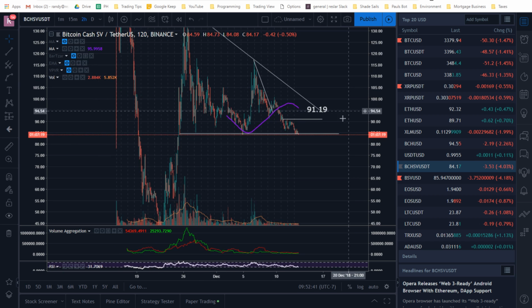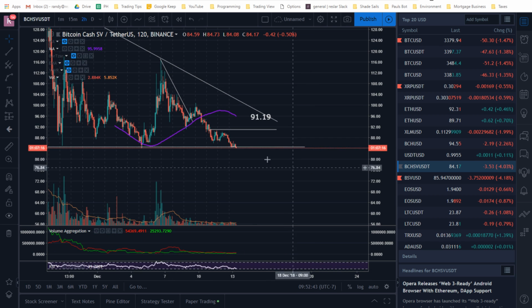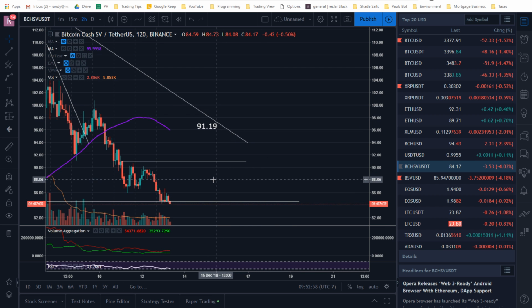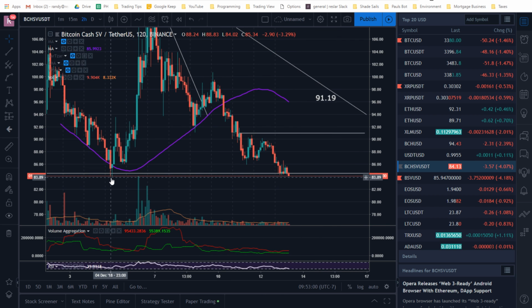So I have a level here, 91.19. We were looking to potentially test this low and maybe buy 91.19 as it broke through. However, it never did break through 91.19. It's actually moved lower, and now it's actually breaking the trend line. You can see that little red dot there. That's the current price bar, and that's sitting right at these lows.